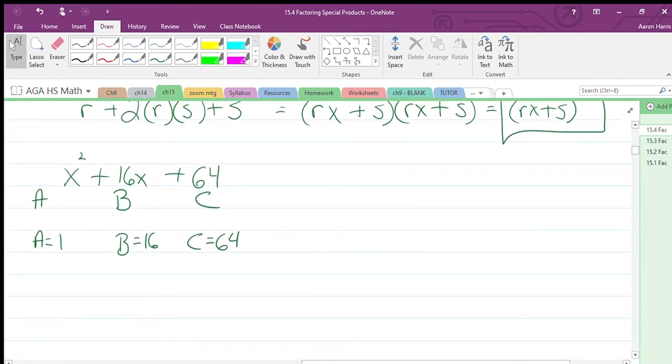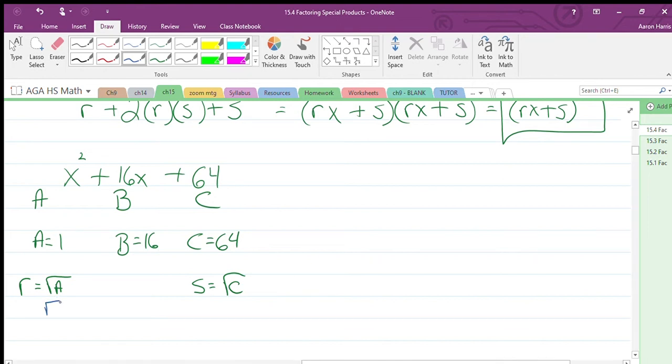But here is where we figure out what R is. R is equal to what? That's right, the square root of A. S is equal to what? The square root of C. And now we can easily distinguish between what we're doing. We're only worried about the coefficient and the constant, A and C, okay?